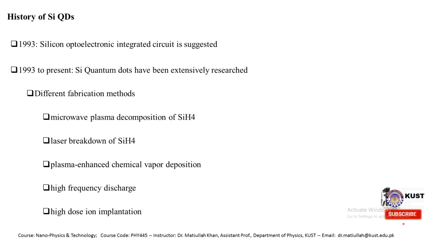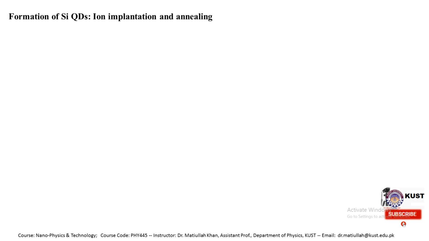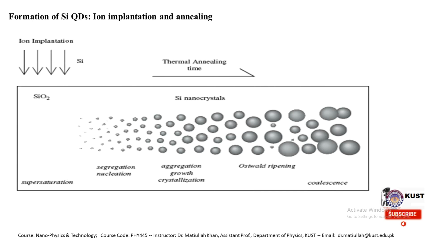Different methods have been developed to fabricate silicon quantum dots, such as microwave plasma decomposition of SiH4, laser breakdown of SiH4, plasma enhanced chemical vapor deposition, the high frequency discharge method, and the high dose ion implantation method. So how are the silicon quantum dots formed? Today we are going to discuss the ion implantation and annealing method. That is the basic method used for the development of silicon quantum dots.